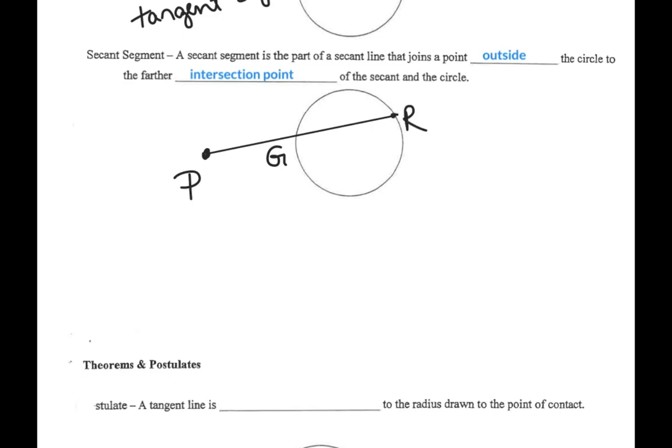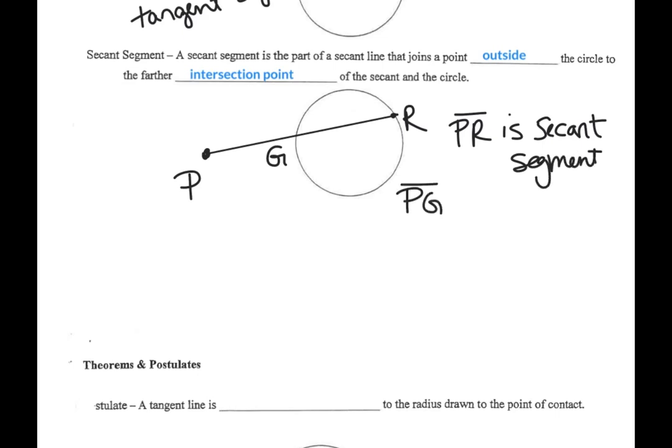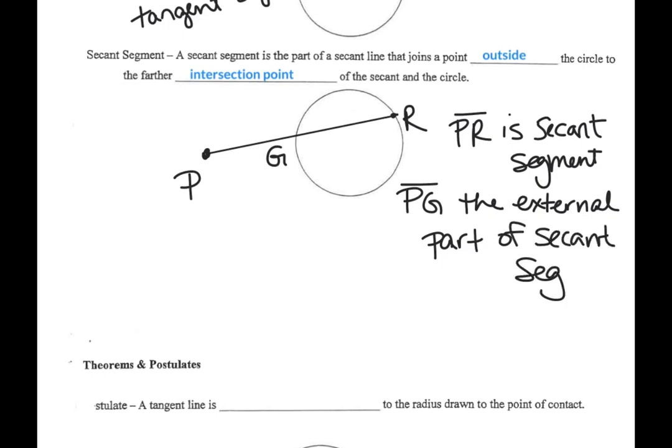So we can say that PR is the secant segment, PG is the external part of the secant segment. The external part of the secant segment.